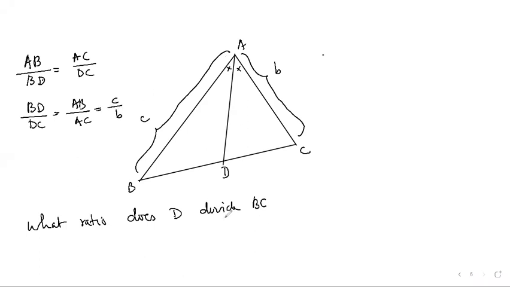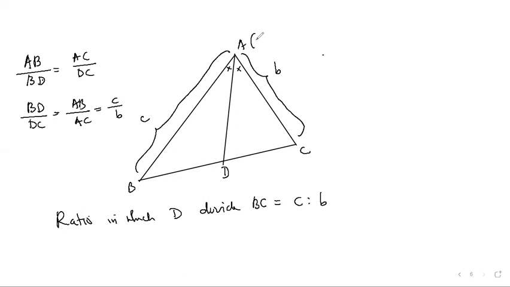So the ratio of division, the ratio in which D divides BC, will be c is to b.